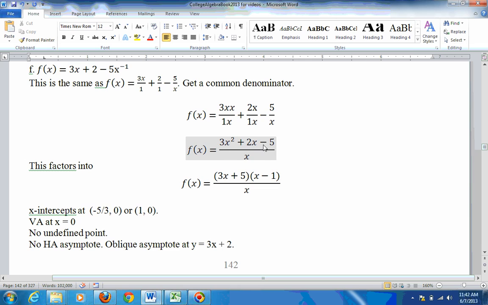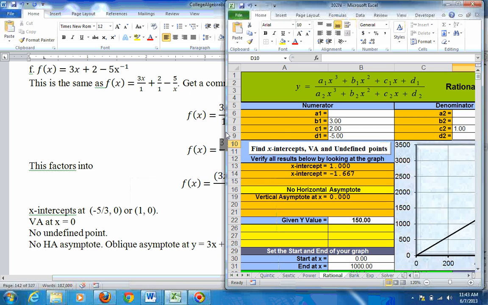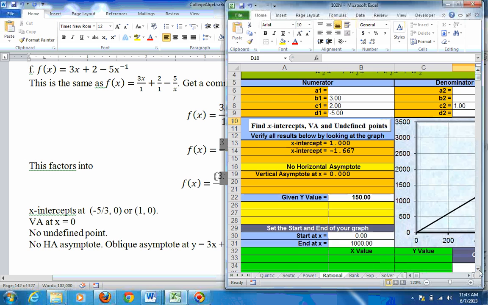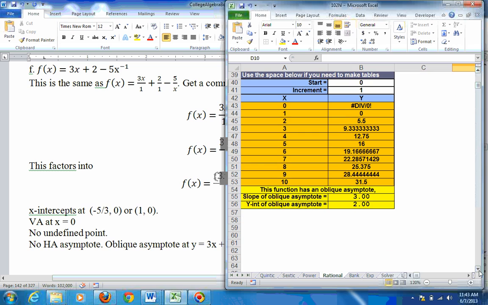So this one you can actually put into Excel, the coefficients 3, 2, negative 5, and I'll do that. Putting those coefficients into Excel, you can click here and get your x-intercepts. You see no horizontal asymptote, but if you scroll down, you'll see that the oblique asymptote is right here. This is the slope, 3, and this is the y-intercept, 2. So the equation of the oblique asymptote is y equals 3x plus 2.